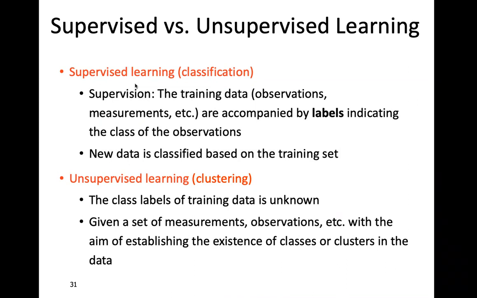So what is the supervision? It is called supervised learning simply because there is training data. In this training data, as I'm showing here, you have the observations and the measurements, and this is accompanied by labels. If you don't have the class labels, then it becomes unsupervised learning. That's why these labels are very important.